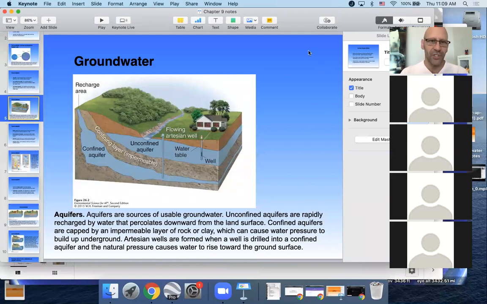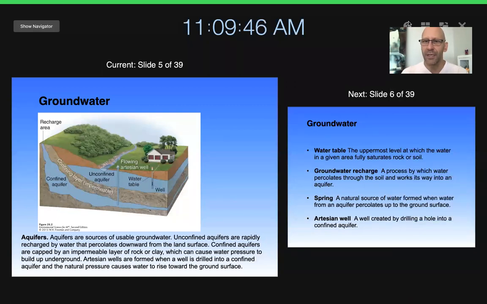So what I want to show you here is related to this concept of groundwater. This is a common diagram that you see in textbooks and whatnot when this concept of aquifer is discussed.